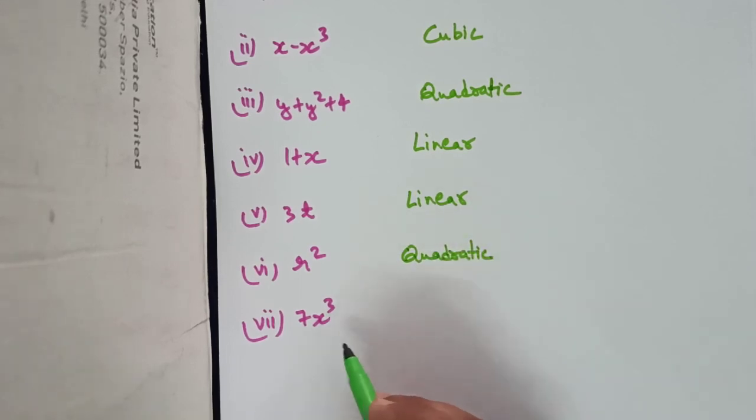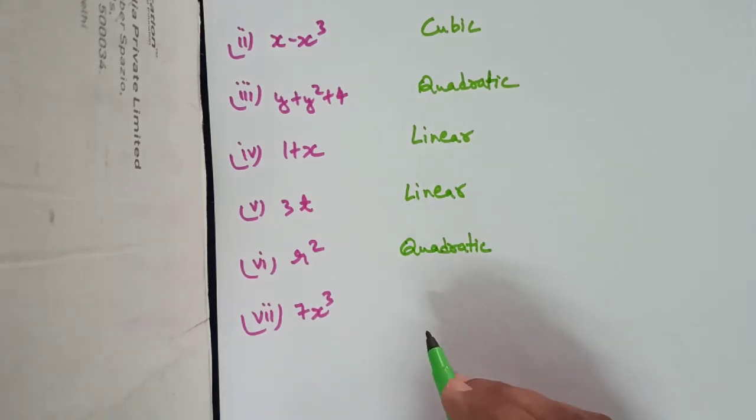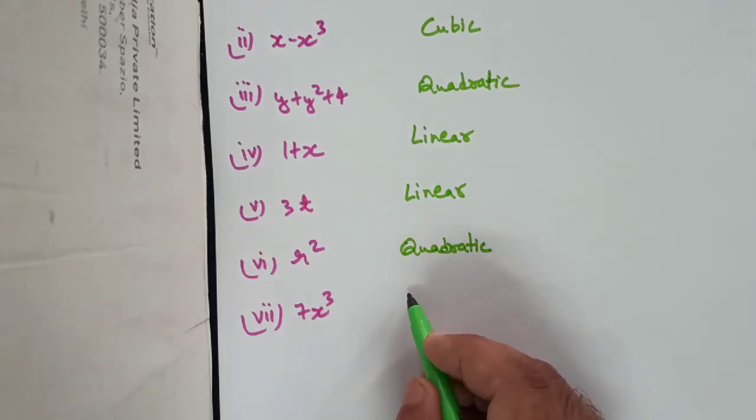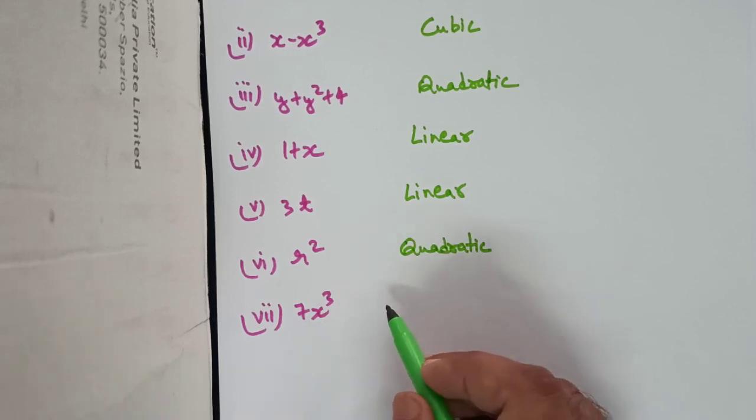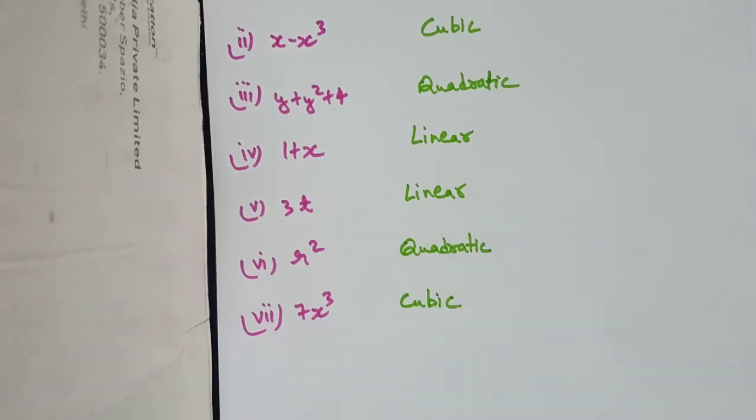Next is 7x cube. 7x cube, the power of the variable is 3. So highest power is 3 and it is a polynomial of degree 3, that is a cubic polynomial. So with this we have ended the exercise. Next we will be studying the zero of polynomial.